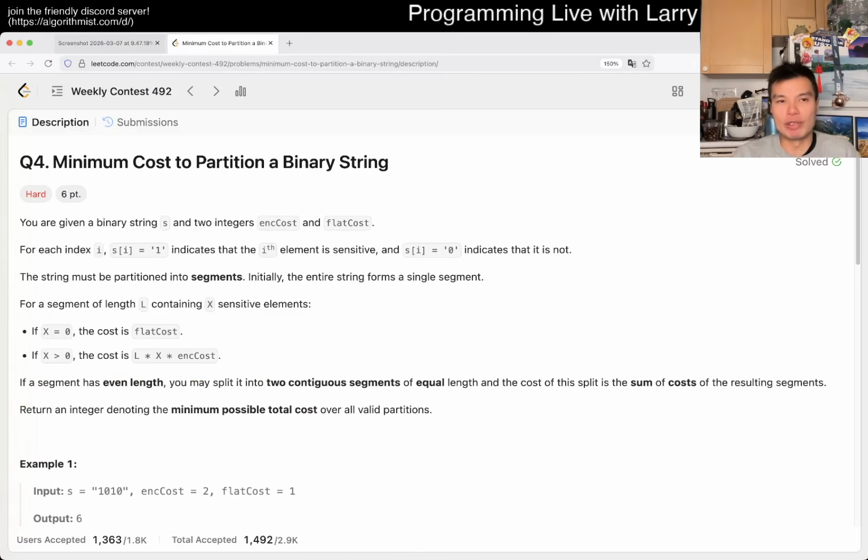This is me going with Q4 of the weekly contest 492, minimum cost to partition a binary string.